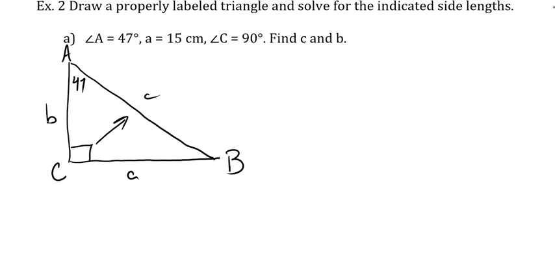We're supposed to find C and B. Which one do you want to find first? C? So I'm going to use this one no matter what. I'm not going to calculate 43 and use it. I'm not going to bother with that. Hypotenuse, opposite, adjacent. If I'm looking for C, whoops, and I missed something here. A equals 15. I'm looking for the hypotenuse. I know the opposite, so that's sine.